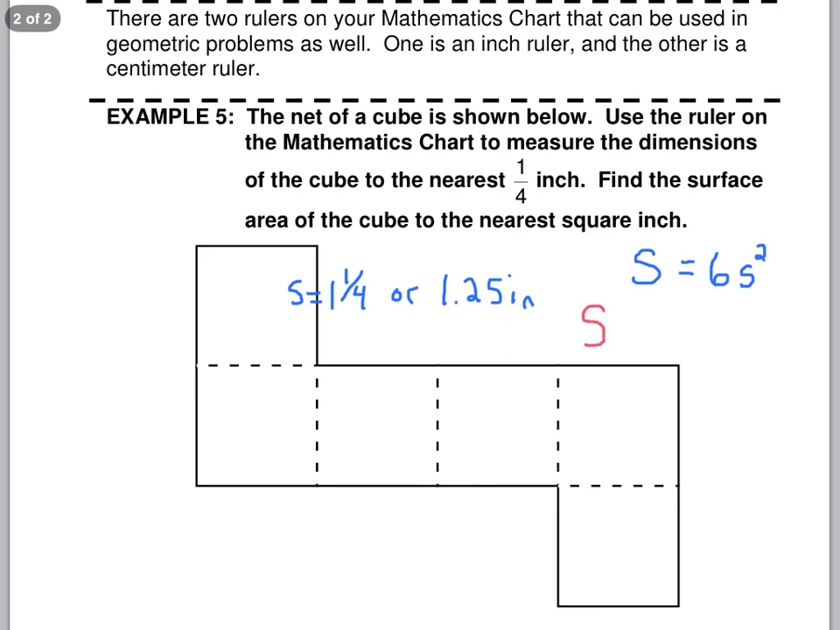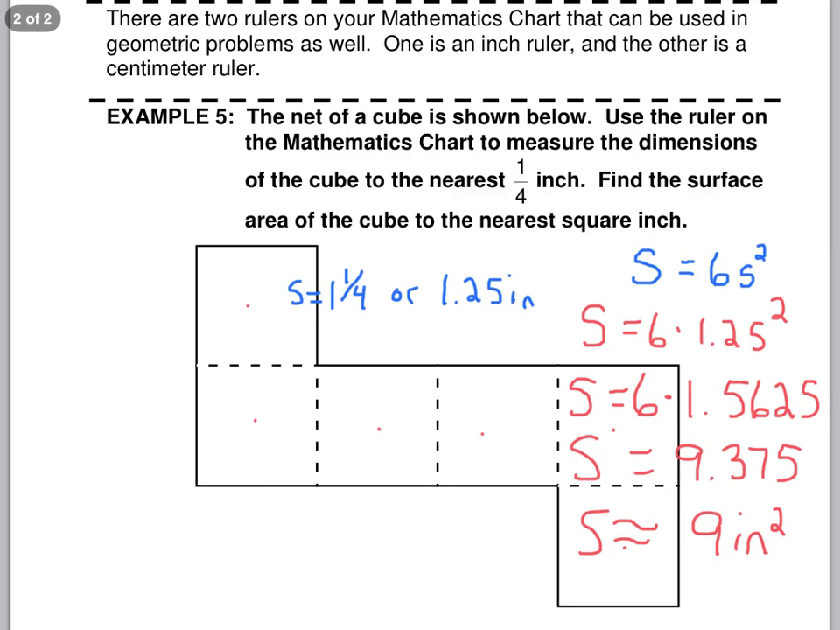So now what we're going to do is just plug in the information that we have. So the surface area is equal to 6, and we use 6 because there are 6 sides, 1, 2, 3, 4, 5, 6. And you're just finding the area of each side and multiplying it times 6. So each side, we said, is 1.25, and we have to square that. And now we can find the surface area of this particular cube.